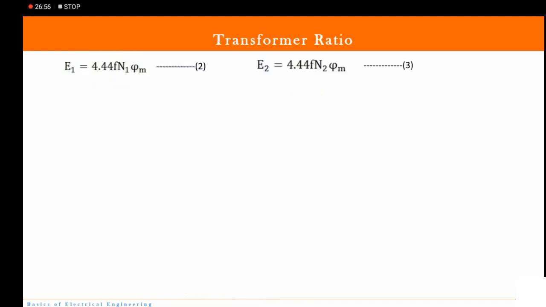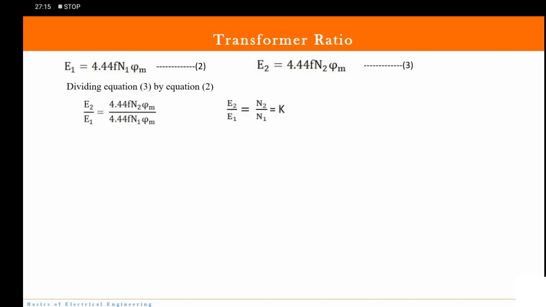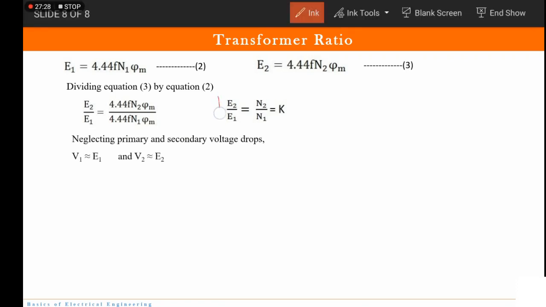Now we shall talk about transformer ratio. Again, this is a very important topic. You have E1 equal to this and E2 equal to this. So we will divide equation 3 by equation 1. Everything will get cancelled except N2 and N1. So we have E2 upon E1 is equal to N2 upon N1, and this N2 upon N1 is called transformer ratio, which is represented by K. This ratio is very important.